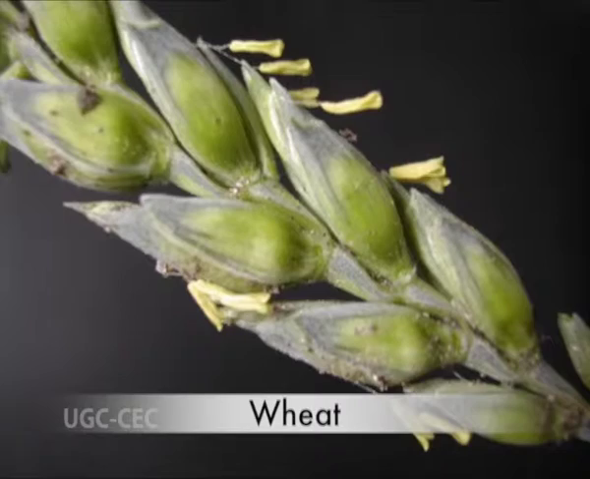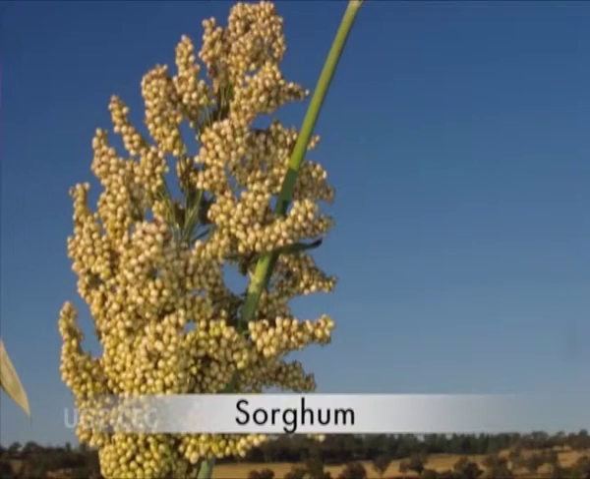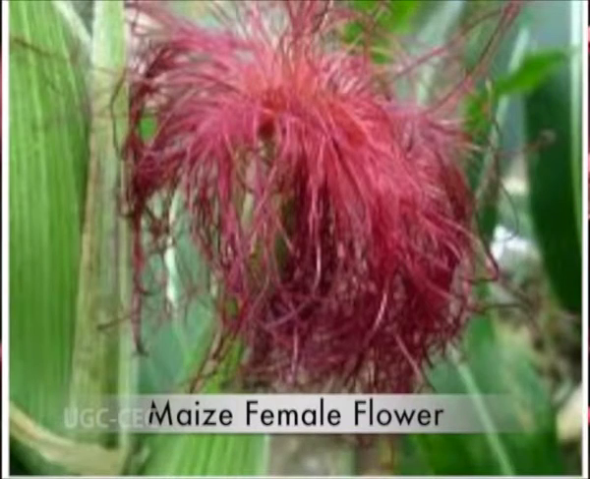The flowers of cereal plants are wind pollinated. Flowers of wheat, barley, maize and sorghum produce a large number of pollen grains like dust particles in the anthers. Pollens are also very light and easily blown by the wind. Their stigma is branched, bushy and feathery like in maize, so that they can easily catch the pollens from the air.